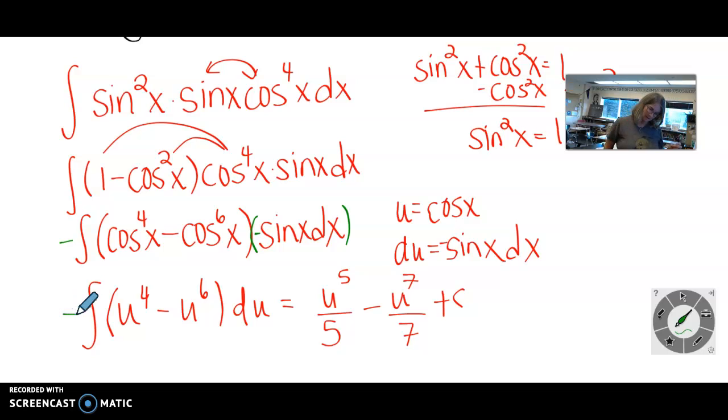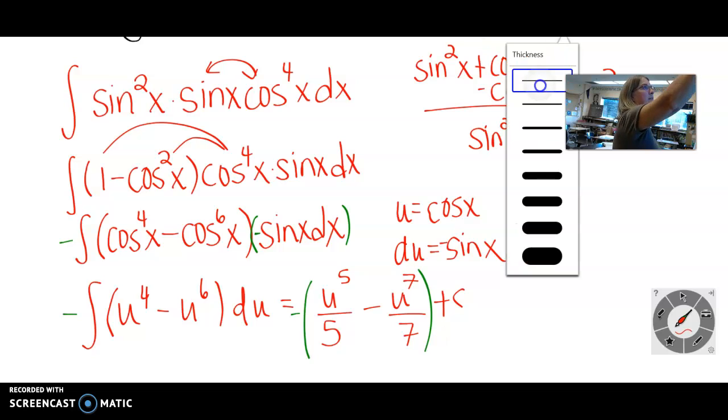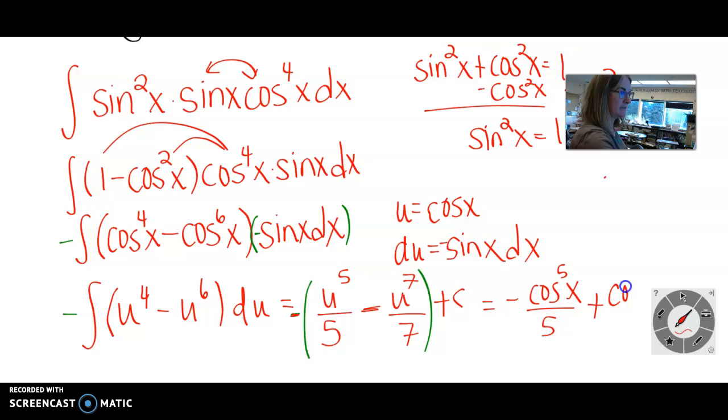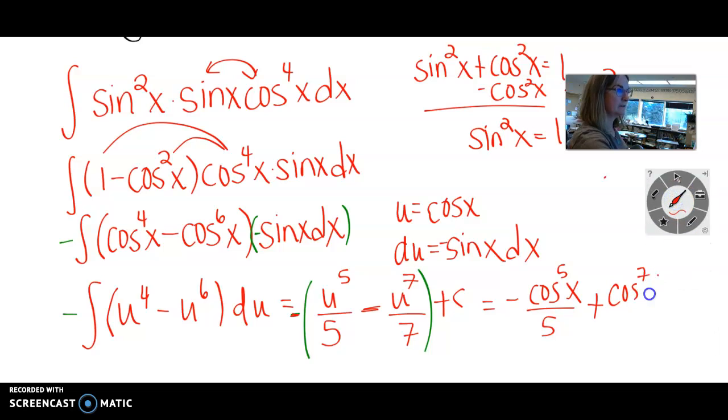And so I have a negative times these terms here. I'm just going to change their signs. So I end up with negative u to the fifth. Instead of u, I'm going to write the cosine back in here. Cosine to the fifth x over 5 plus, so I have this negative times this negative, so it's plus cosine to the seventh x over 7 plus c.